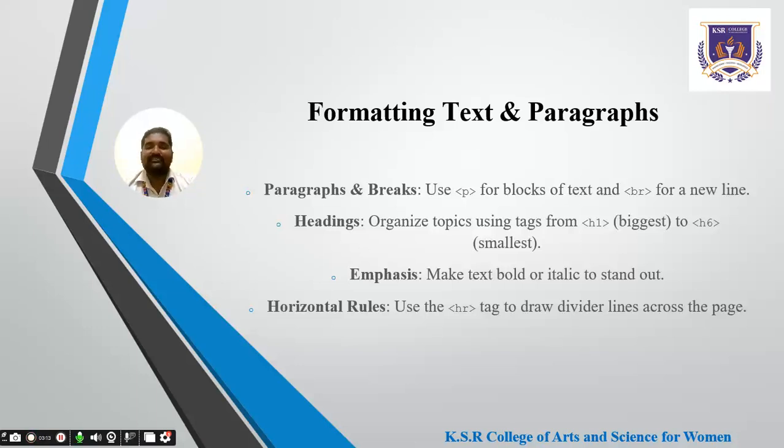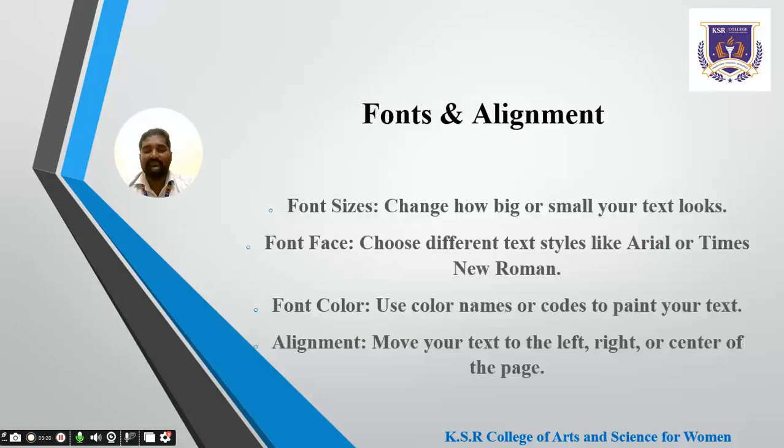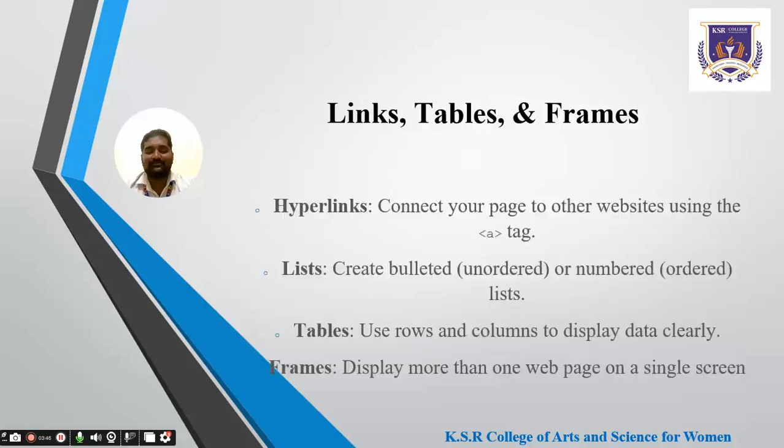Then the horizontal rule, which uses the hr tag, which is used to draw divider lines across the pages. Coming to fonts and alignments. The font size changes how big or small the text should be. Font face chooses the different text styles like Arial, Times New Roman, various things. Font colors use names or codes to paint your text to differentiate. Alignment moves your text to the left, right, or center of the page. Left alignment, right alignment, justification, center alignment, just those things.